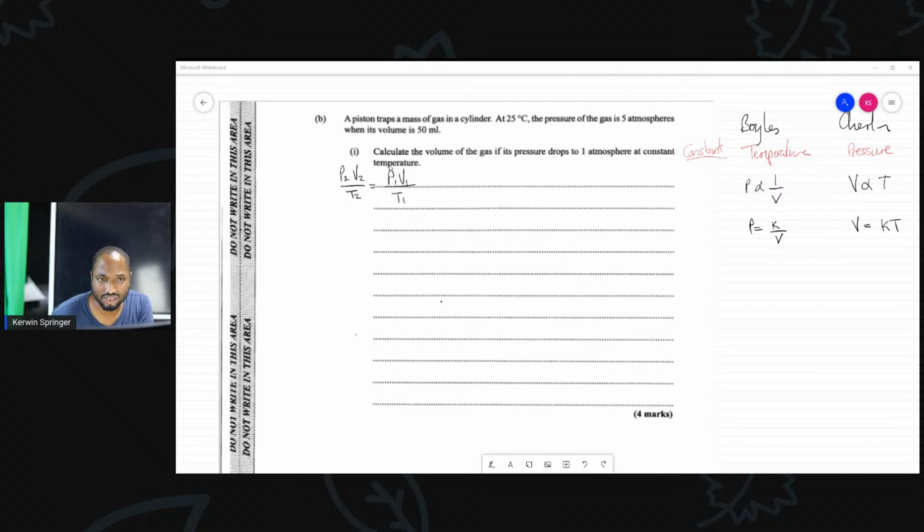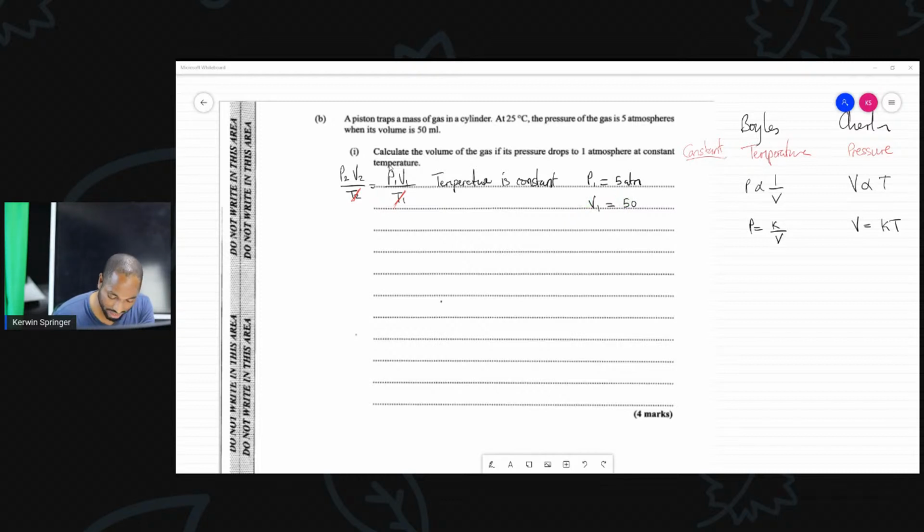But what is constant? Calculate the volume at 25 degrees. So, okay, what is constant? Temperature is constant. So we could ignore this, and we could ignore that. It's held constant. And then you have P2V2 is equal to P1V1. The pressure of the gas is 5 atmospheres when its volume is 50 milliliters. So that's the initial: P1 is 5 atmospheres and V1 is 50 milliliters.